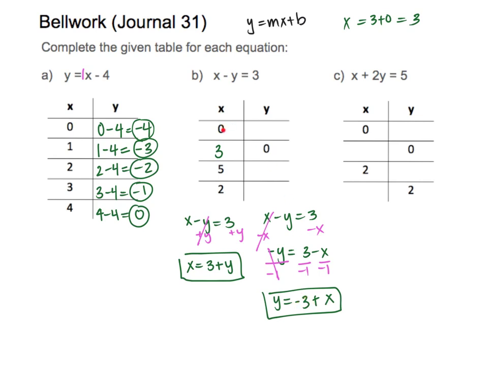So the first one here is 0, right? I have x equals 0. So if I plug in 0 into here, add that with -3, I just get -3. If I plug in 5 for x, 5 plus -3 is +2. And if I plug in 2 for this x, 2 plus -3 gives me -1. And now I have filled out my chart.